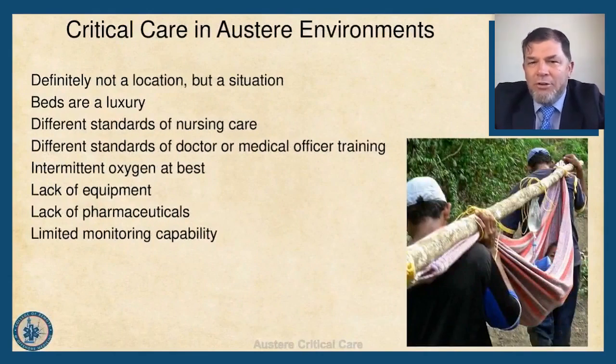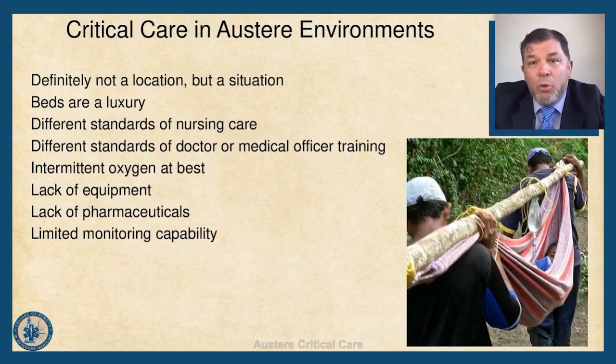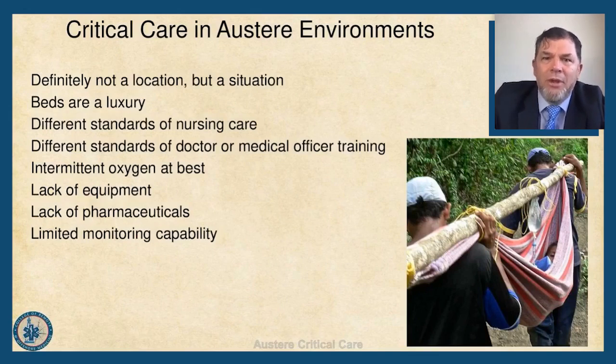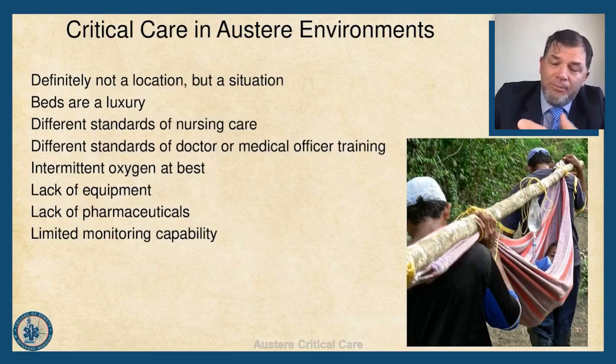So critical care in austere environments, it is a situation. It's a mind frame. You can have the best location in the world. Let's look at Boston. Boston has 3 very large hospital systems, and it has 3 medical schools, and it's kind of the cutting edge of where you want to be. All it takes is a power outage, and then suddenly Boston is austere critical care. So you have to be prepared for this, and it can happen at a moment's notice.